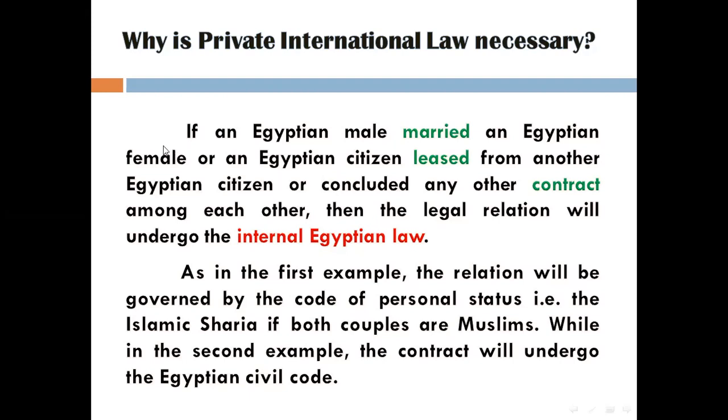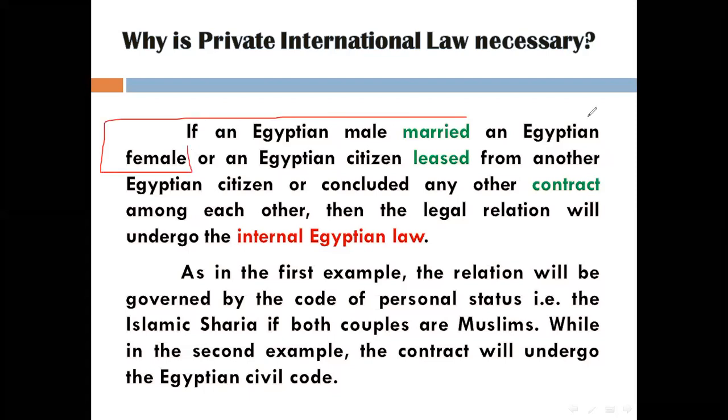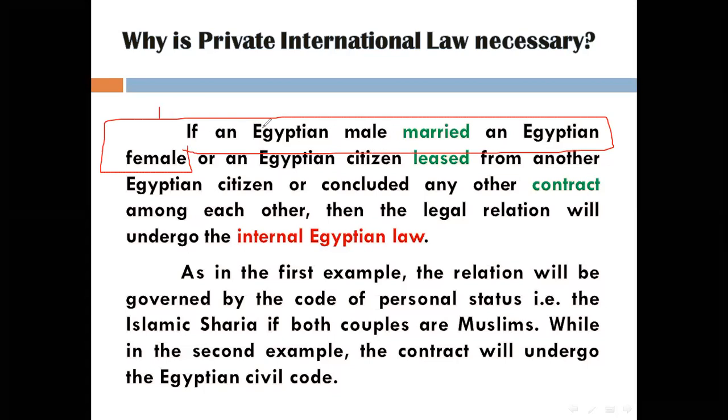So the example says, if an Egyptian male married an Egyptian female. Let's use the pen here to annotate the most important things. So if an Egyptian male married an Egyptian female, this is the first example. There is a male and he wants to marry an Egyptian female. So this is example number one. And notice here that the male and the female are both Egyptians.